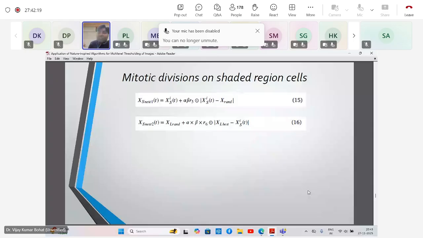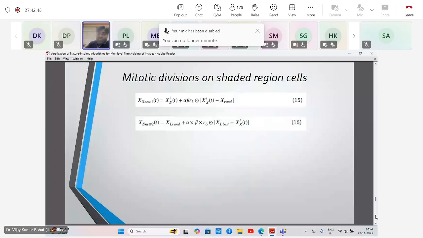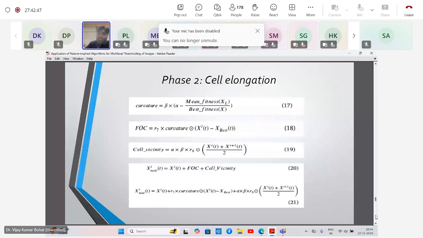It means shaded region cells are also trying to move towards the light region cells. That phenomenon is also covered through equation 16. Equation 15 is completely about the shaded region cell, but in equation 16, the shaded region cell is also moving towards the light region cells. So that phenomenon is also covered in the mitotic division. And then next we have cell elongation. Cell elongation means, as we see in the initial diagram, the plants bend towards the light source.